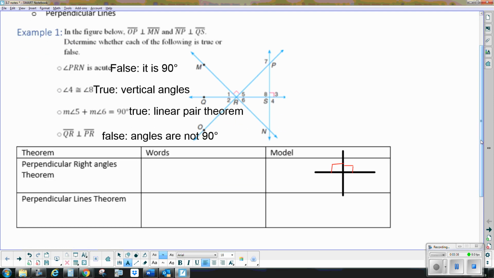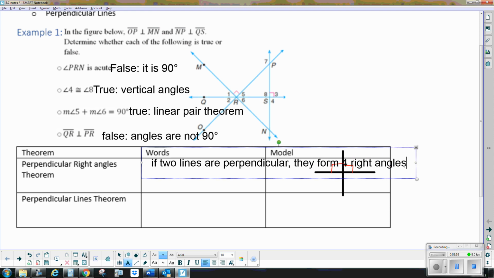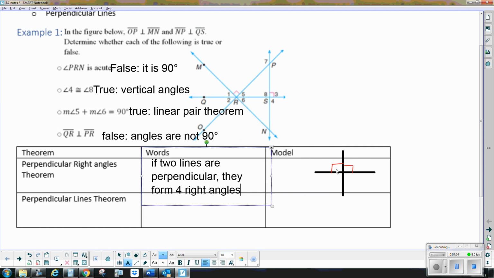Okay, so let's look at a couple new theorems we have. The first one is the perpendicular right angles theorem. This theorem says that if two lines are perpendicular, they form 4 right angles. So in this diagram, I have 2 lines that are perpendicular. I have 2 of the angles marked. I could mark all 4 of them. But if I know that one of these is 90 degrees, I know that all 4 of them are 90 degrees.